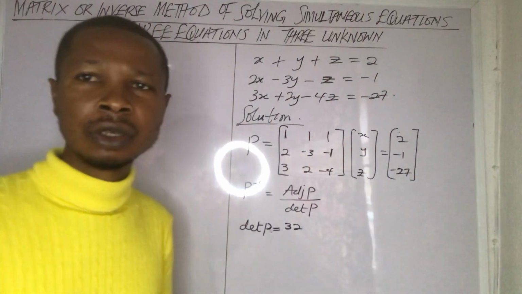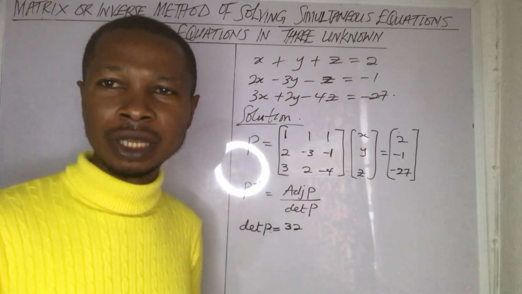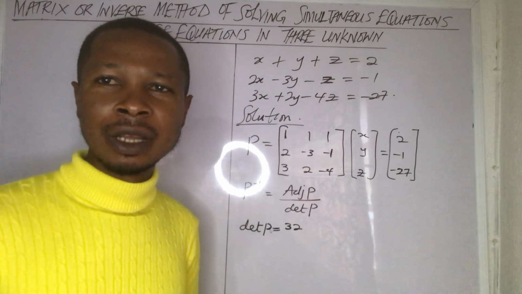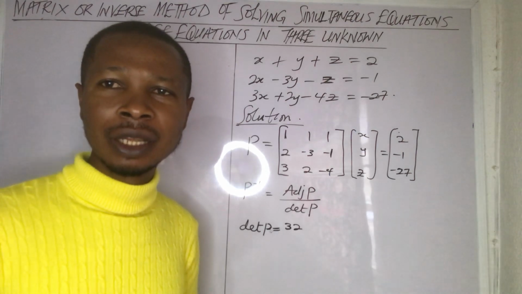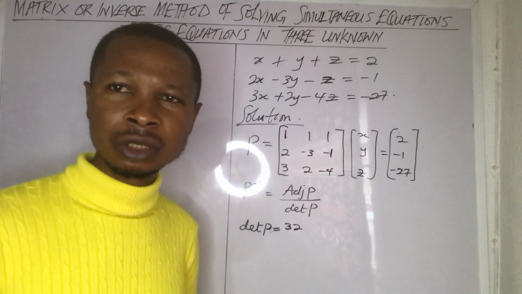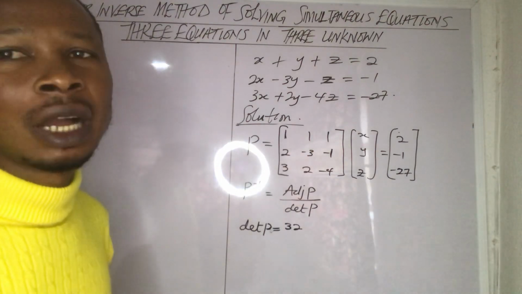Matrix or inverse method of solving simultaneous equations. That's what we are looking at in this lesson. And we are looking at 3 by 3 equations, that is, third order equations. So, 3 equations in 3 unknowns, like this example. And how do you proceed?